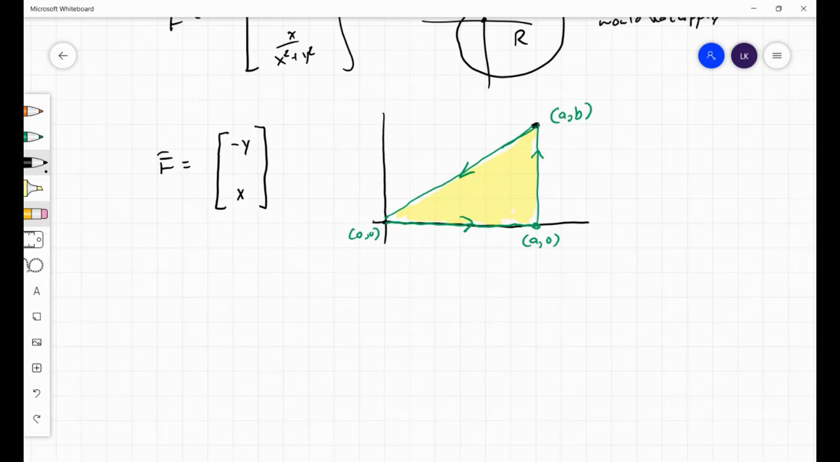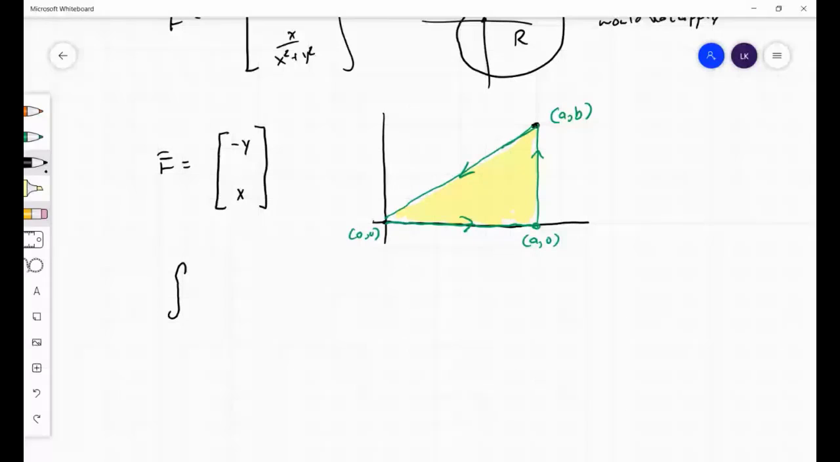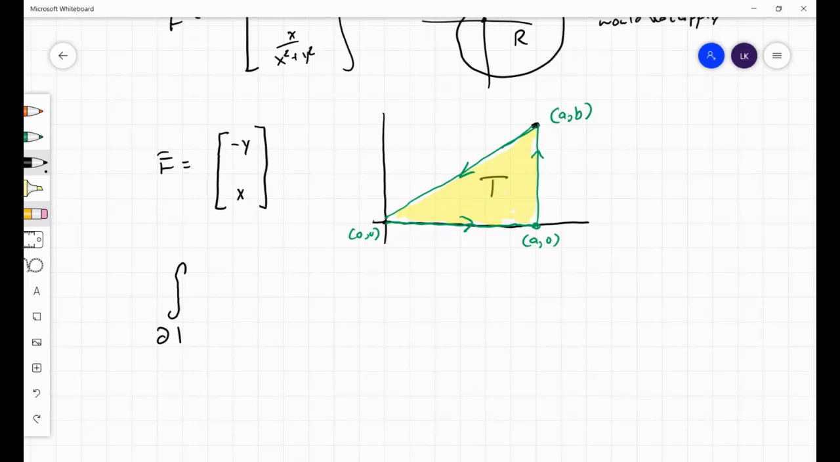Okay, and so what we might be asked to do is the work integral over, so if this is our triangle, T, then the boundary is just the boundary of the triangle, right? And we might be asked to do a work integral of the vector field over that boundary. This also might be written as, I hate this notation, but T, right?